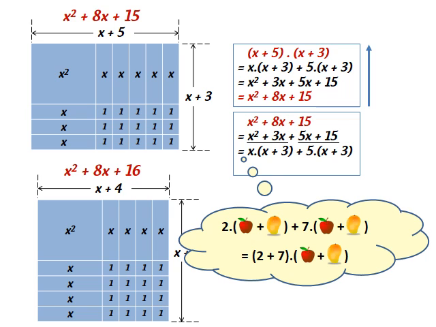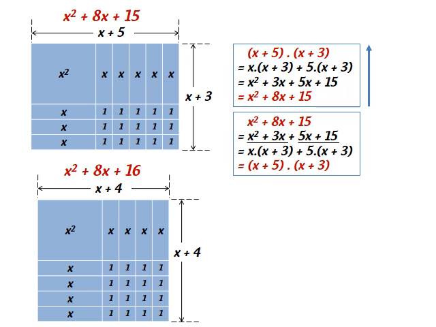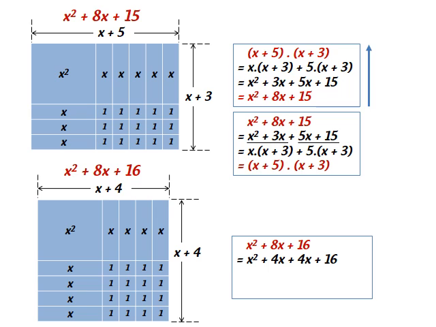And here again, we use another technique where we say that if we have 2 boxes of an apple and a mango, and we add 7 boxes of apple and mango to this, what will we get? We will get 2 plus 7 boxes of apple and mango. So x of (x plus 3) plus 5 of (x plus 3) would give us (x plus 5) of (x plus 3). And in the second expression, we have split the 8x as 4x and 4x.